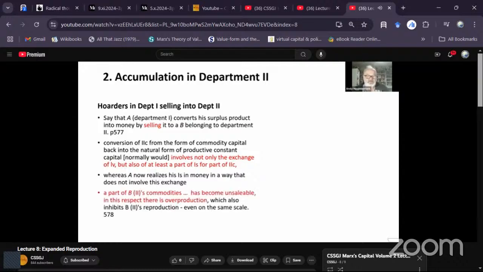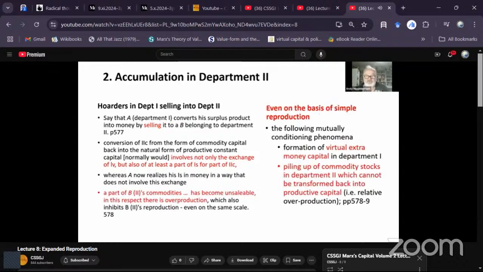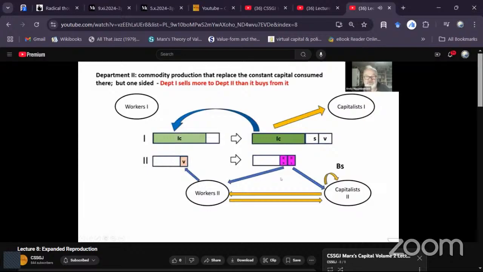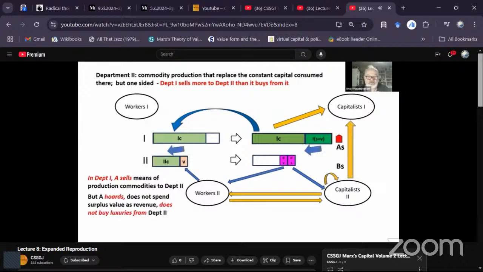Okay, so again, I'm not going to spend too much time on the text because Marx says even on the basis of simple reproduction, you've got to have the formation of extra money capital in Department 1, and this will generate stocks of means of consumption in Department 2. And I'll try and show this one diagrammatically. Department 1 is going to be selling more to Department 2 than it buys from it. So say the increase was here, but it's hoarding. It doesn't buy.